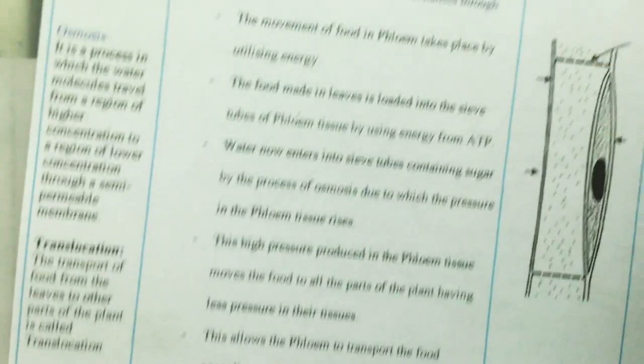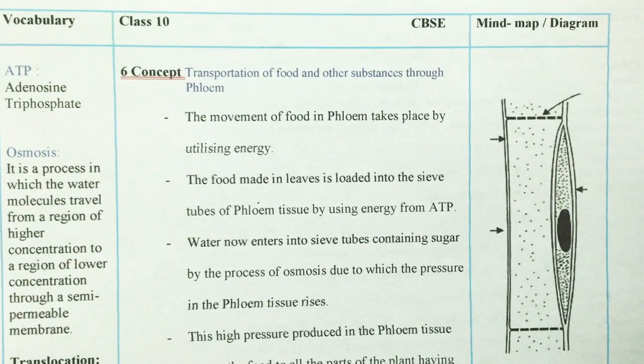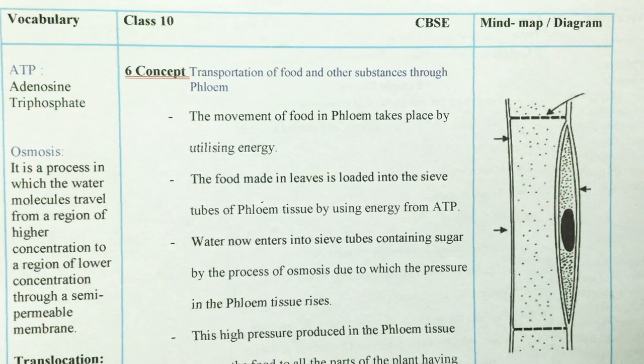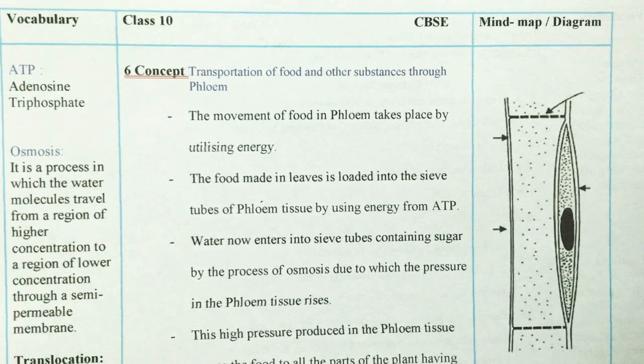Now, let us go to the next one, which is transportation of food and other substances through phloem. Let us see the mechanism. So far we only saw the characteristics of phloem tissue. Now we will see the mechanism, how it is exactly transported.